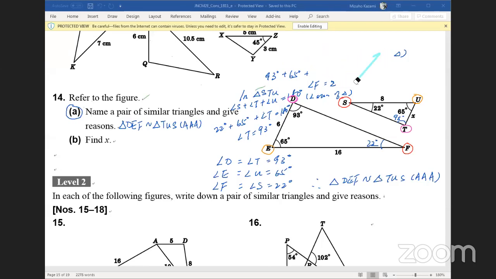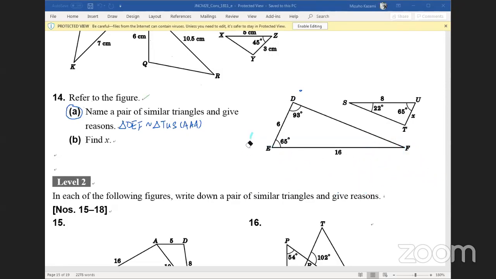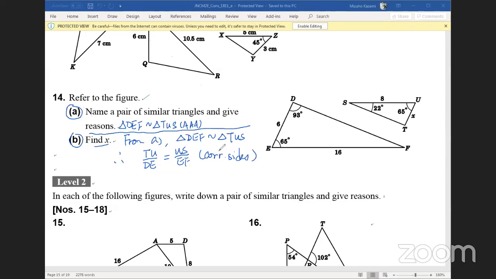After we have known that these two triangles are similar, for part B, now I'm going to do part B. Because from part A, we know that triangle DEF is similar to triangle TUS, therefore we know that DE over T, or the other way around, it is easier: TU divided by DE equals US divided by EF, because they are the corresponding sides of the similar triangles.